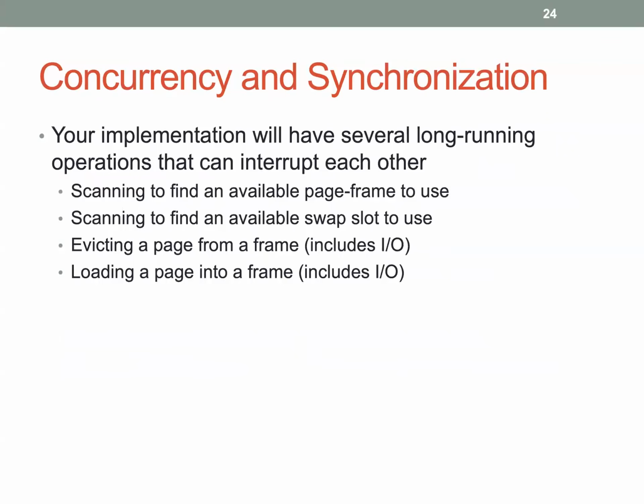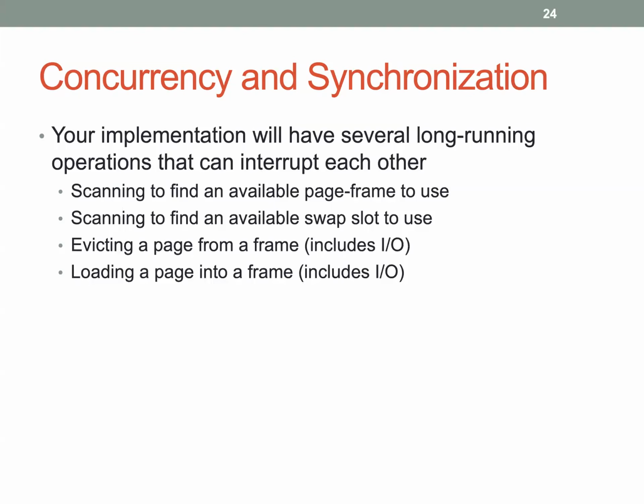Okay, last thing to talk about is concurrency and synchronization, and we'll go a few minutes over the normal ending time just because this is a bit complicated. There are long-running operations that can occur passively in the background and should allow other operations to continue. So you'll notice that you have scanning to find a page frame to use, scanning through the frame table, scanning to find a swap slot to use. You probably don't want two processes interleaved in the kernel scanning through the bitmap for the swap. Because what if they find the same swap slot?